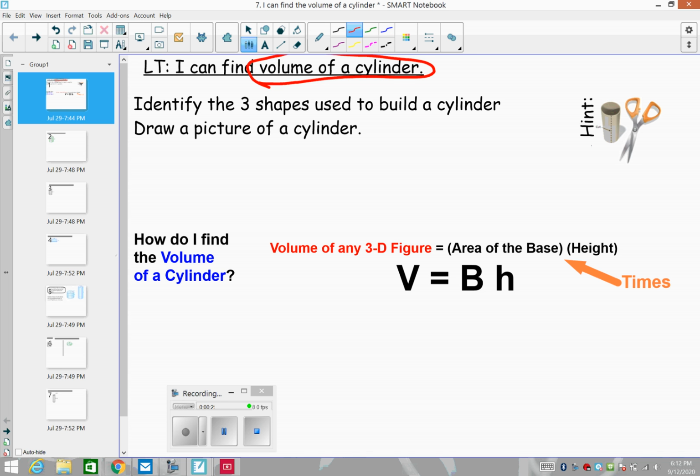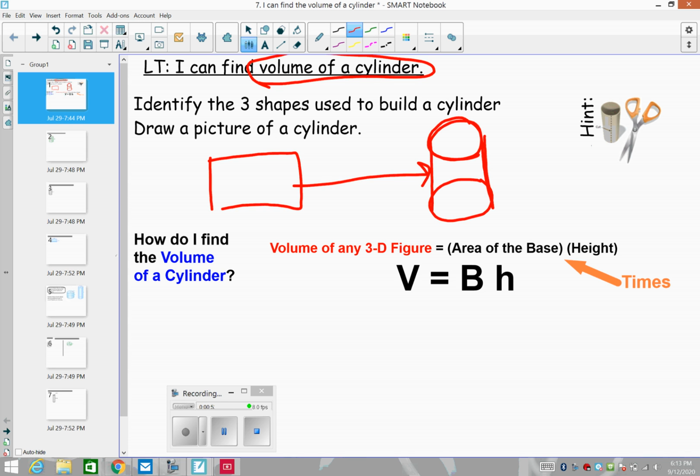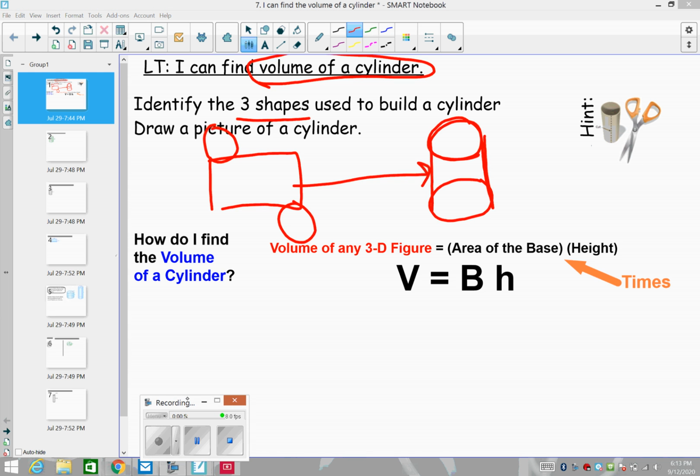So cylinders, we'll talk about a cylinder. Well, a cylinder is like a pop can. So to build it, you have two congruent circles, and then you basically have this rectangle that wraps around it. That's the idea of a cylinder. You cut a rectangle, roll it into a tube, and then you have a circle on top and a circle on bottom. So those are the three shapes that we use to build a cylinder. That's how a cylinder is made.